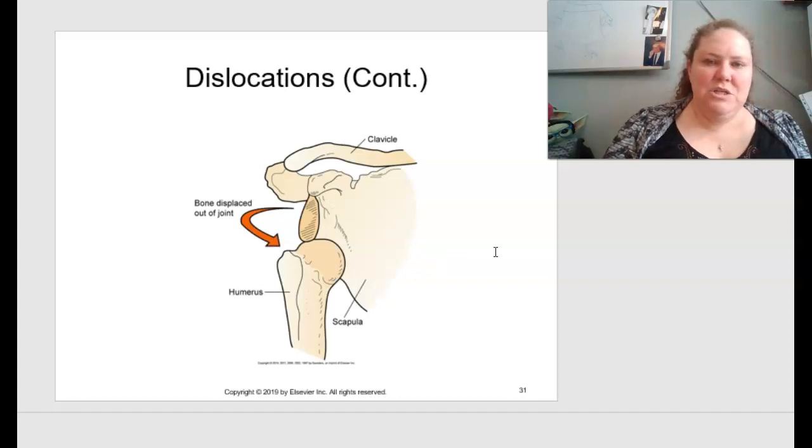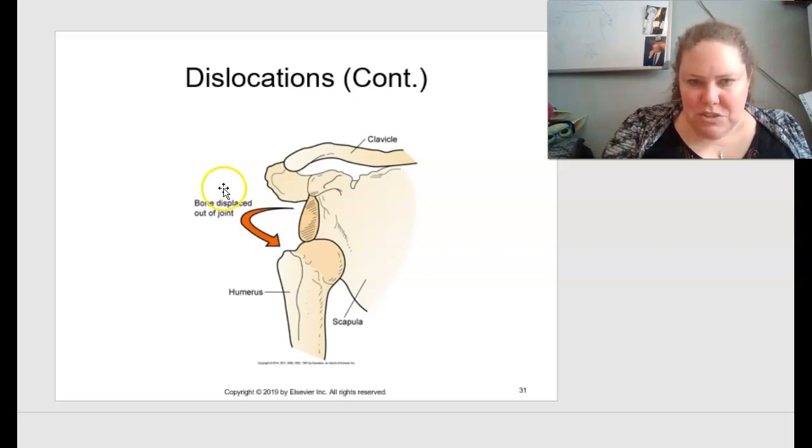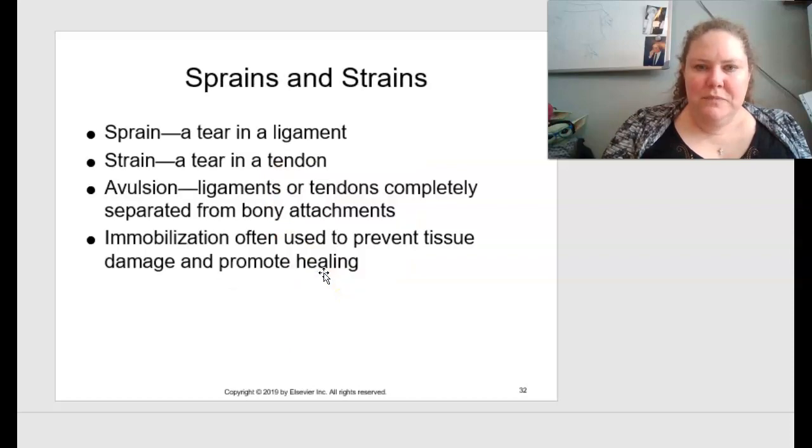So this dislocation is on page 170. It's figure 9.6, and this shows you that the bone is displaced out of the joint. So it's supposed to be up here and it pops down there, right? So that would be dislocated.